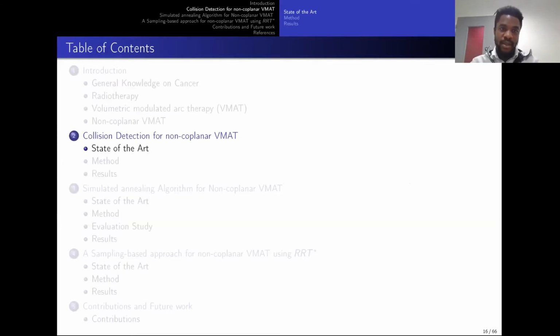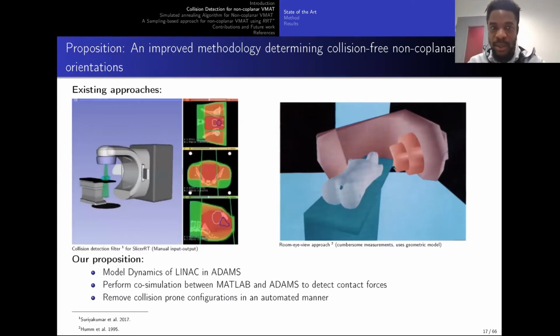We'll go into the first methodology that we presented, for collision detection. Looking at the state of the art, there are some existing approaches. For example, on the left-hand side, we see an approach implemented for Slicer RT. It uses the collision detection filter that you can use in Slicer, proposed by Srikama in 2017. You can use this filter by manually entering a set of couch and gantry angles that you want to test for collisions. Then when you enter them, it moves the system to this configuration and tells you if there is a collision.